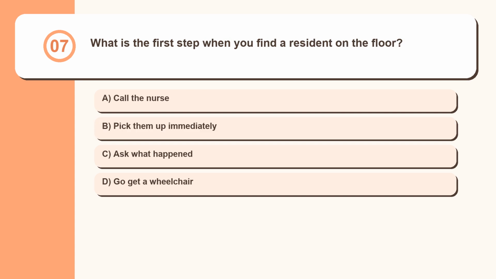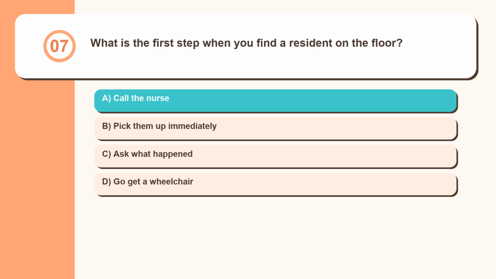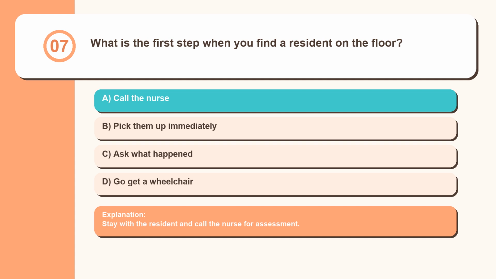Question 7. What is the first step when you find a resident on the floor? Call the nurse. Pick them up immediately. Ask what happened. Go get a wheelchair. Stay with the resident and call the nurse for assessment.